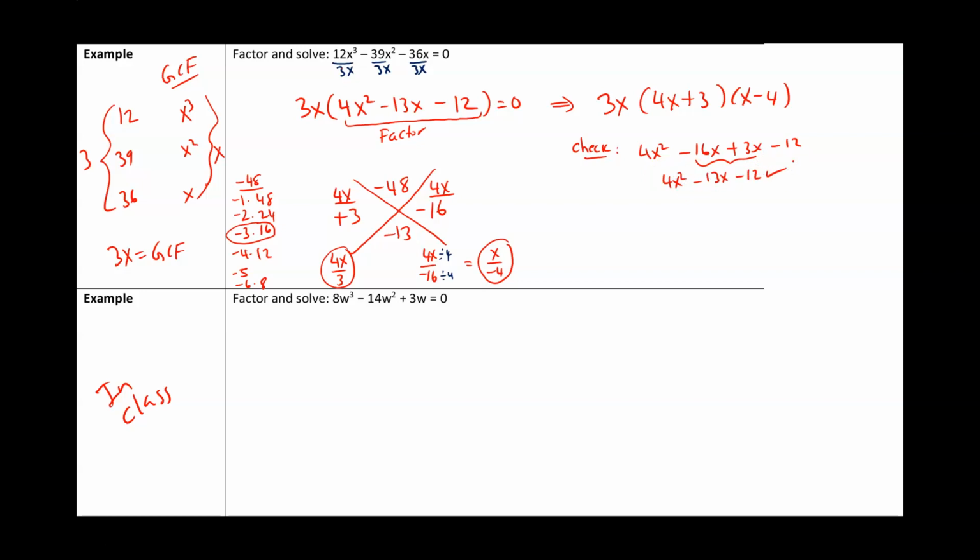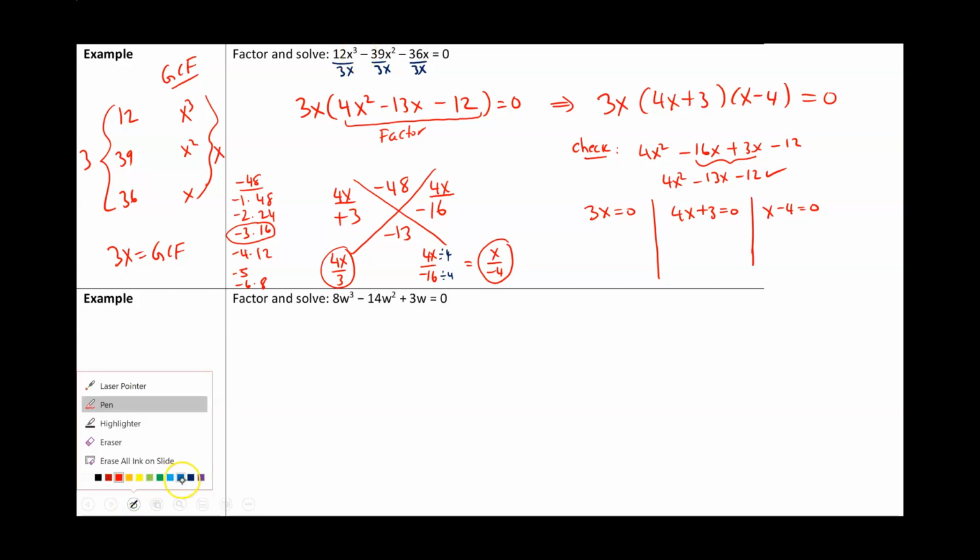That's good. All right, now we want this to equal 0. So now the zero product property says that all three of the terms, you have to set them equal to 0. So we're going to set 3x equal to 0. We're going to set 4x plus 3 equal to 0. And we're going to set x minus 4 equal to 0. And notice we have 3 different solutions because we have an x cubed, which means we have 3 solutions here.